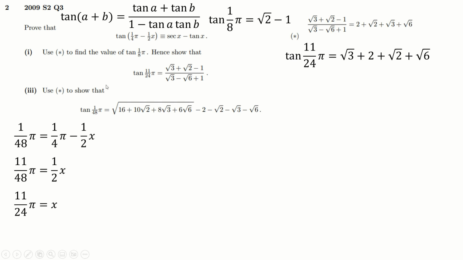So therefore, tan of 1 over 48 pi is just equal to sec of 11 over 24 pi minus tan of 11 over 24 pi. Now, tan of 11 over 24 pi, I know, so that's fantastic. Just shove that in. Now, what about sec of that? Now, sec is 1 over cos. I don't have any way of evaluating cos at that angle unless I want to maybe do the whole thing again using some identity for cos.